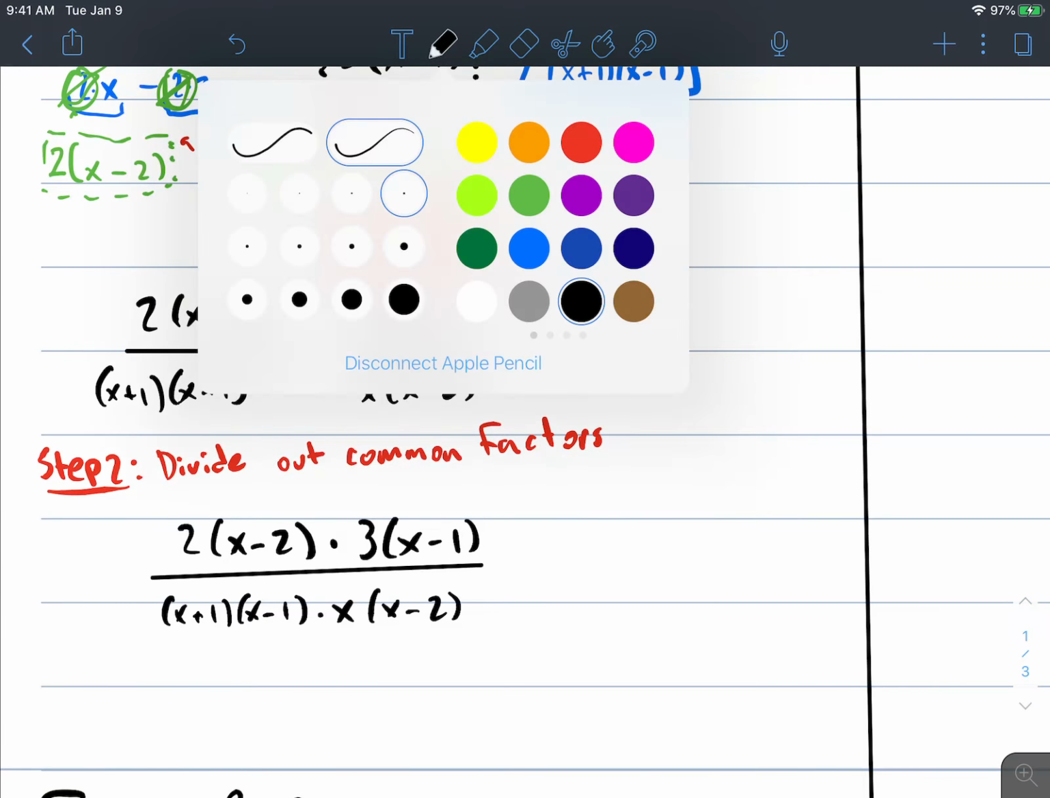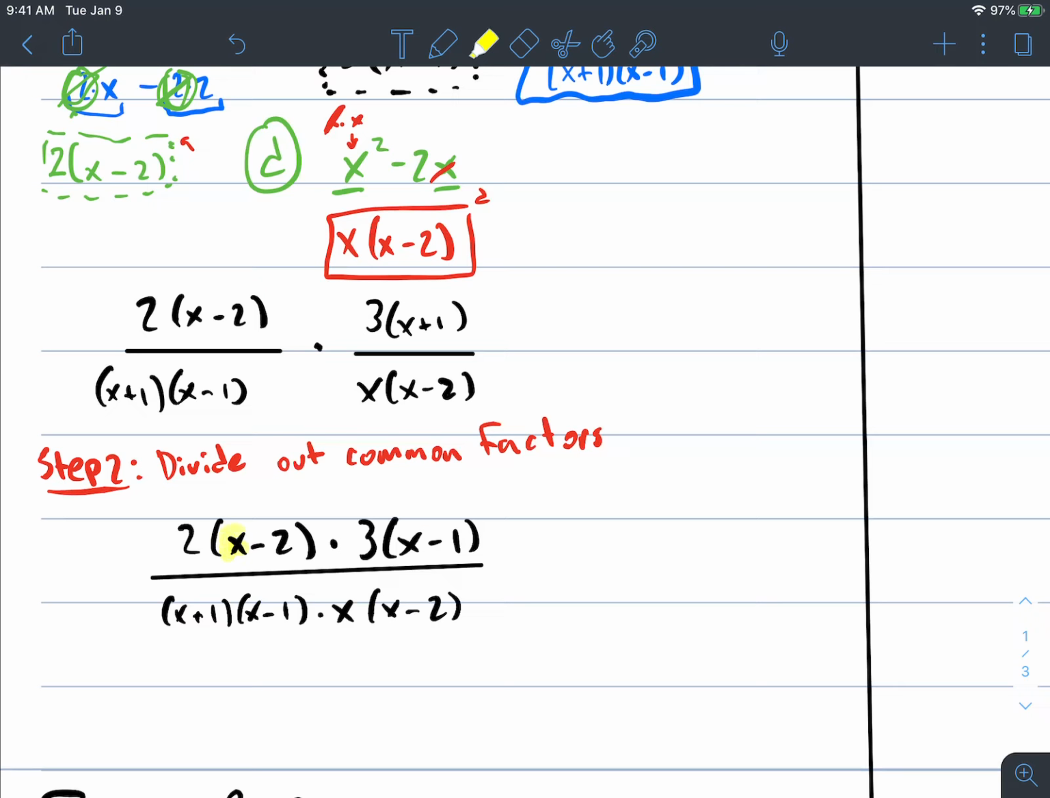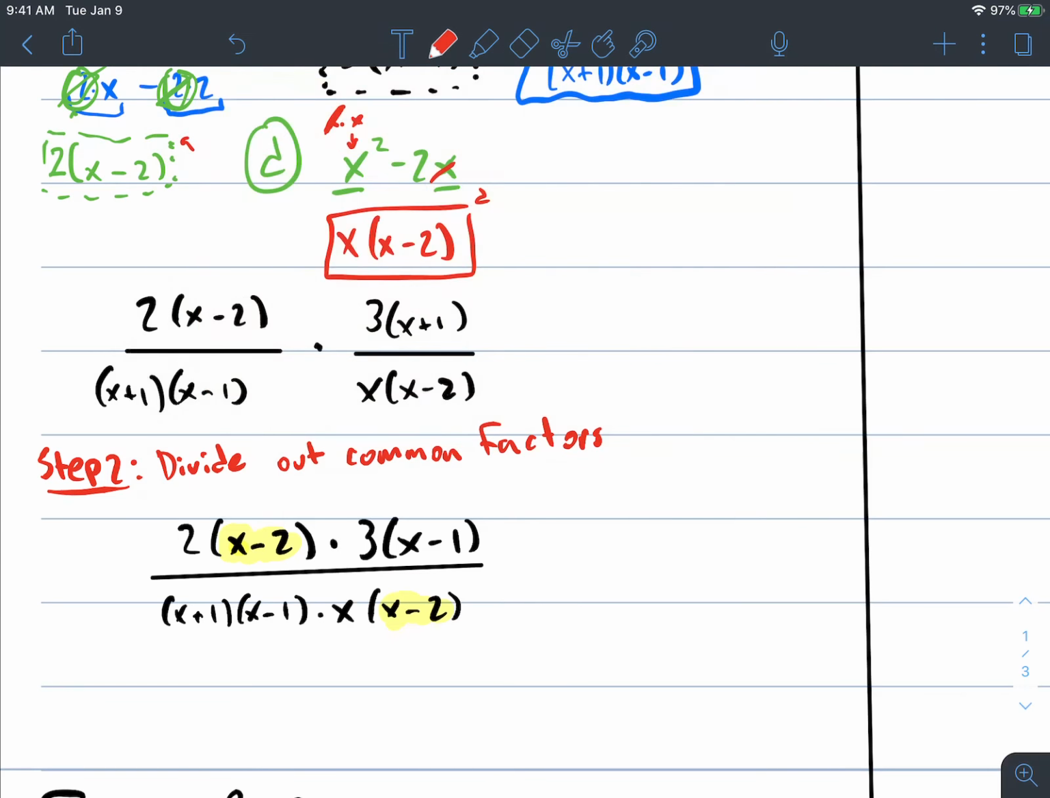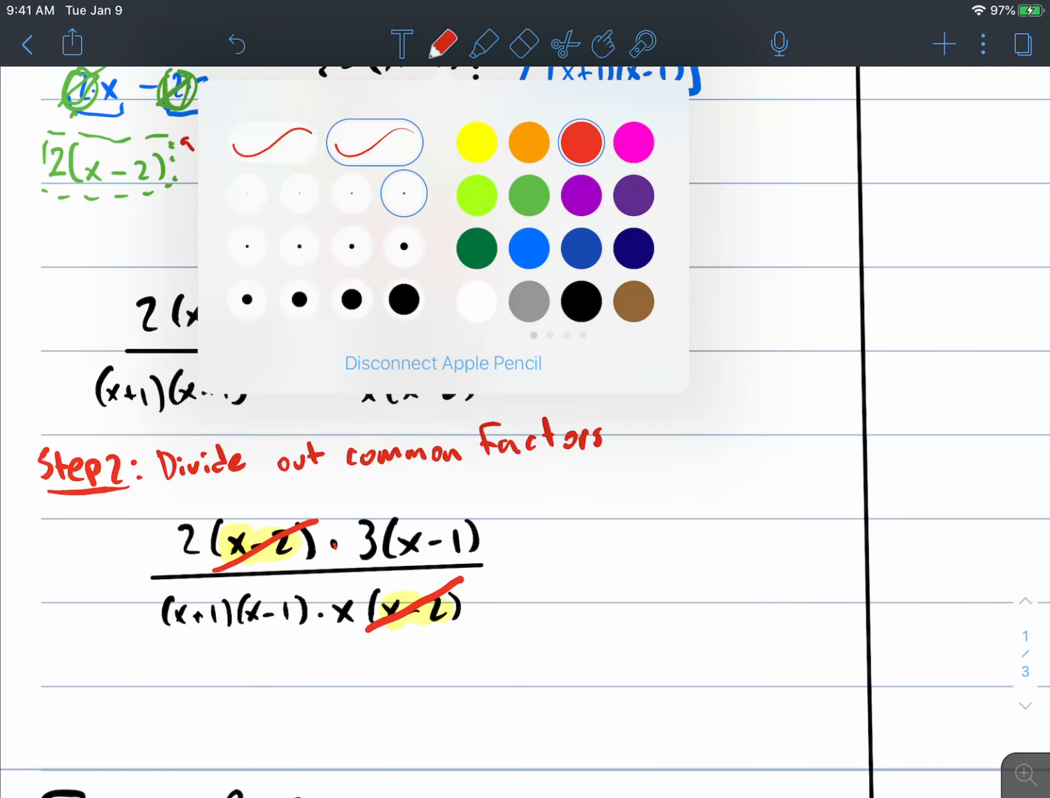Alright. So you're going to look for things that look the same. You're going to notice this x plus minus 2 is this x minus 2. So we're going to cancel that out because anything over itself cancels out. So that goes away. And we can make it go away because we're multiplying, alright? That's the reason we're doing that.